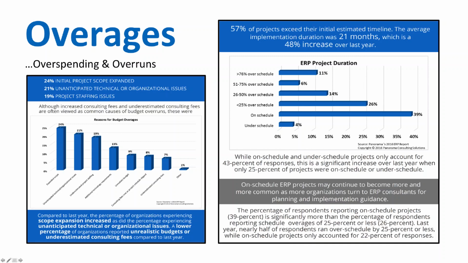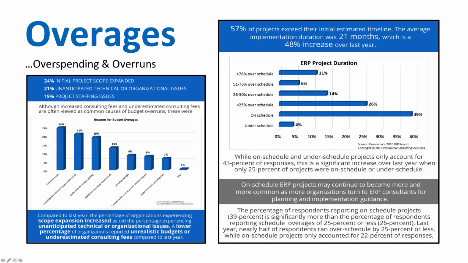So there are reasons why that might be. It might be that you've expanded the scope of the project when you should have gone to a separate project for the expansion. Unanticipated technical and organisational issues, underestimated project staffing, additional technology requirements, unrealistic budgets, consulting fees rose as project schedules slipped, underestimated consulting fees, and various other reasons for budget overages.